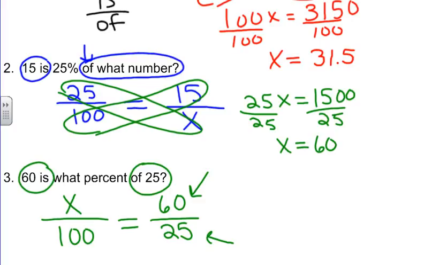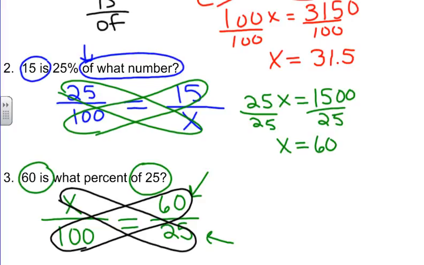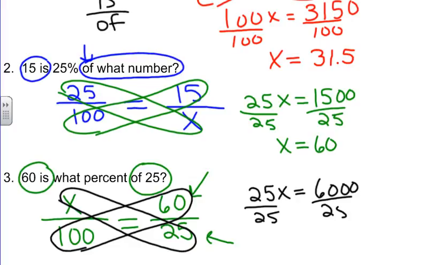So now we're going to cross multiply. And we get 25x equals 6,000. Now we have to divide by 25 on each side. And we get x equals 240. But 240 what? That would be 240%. That was a hard one. Hopefully you understood it. If not, you can rewind and play the video again.